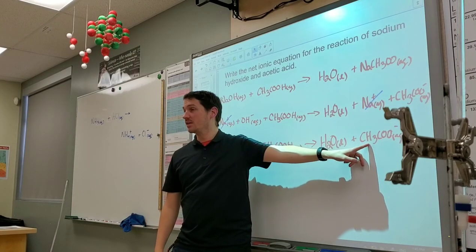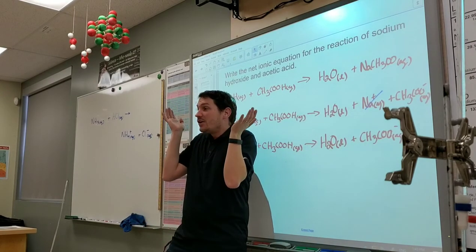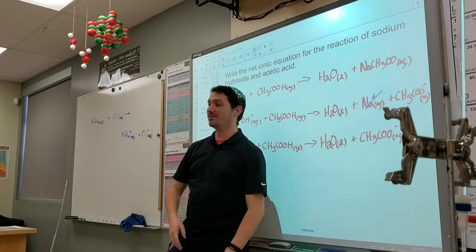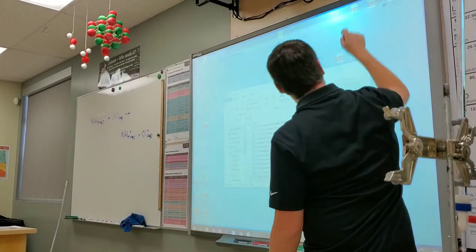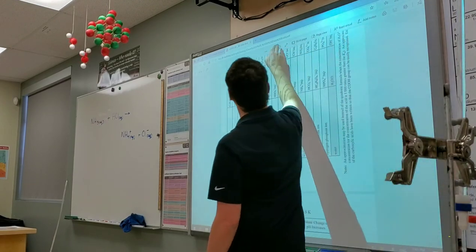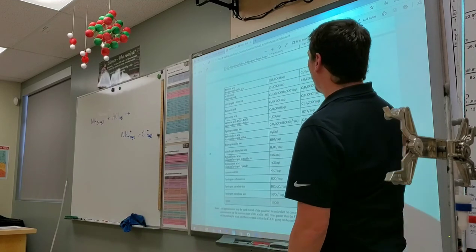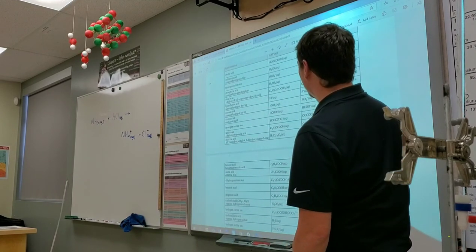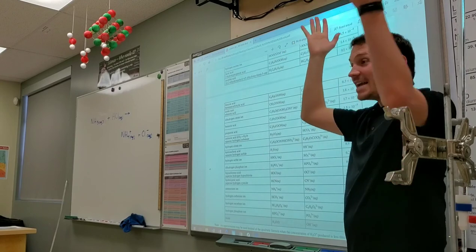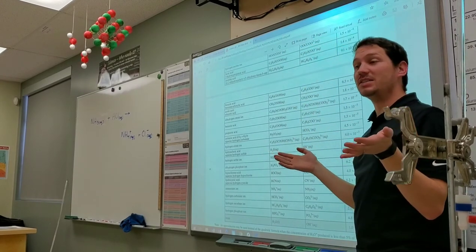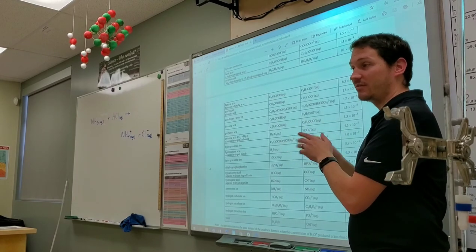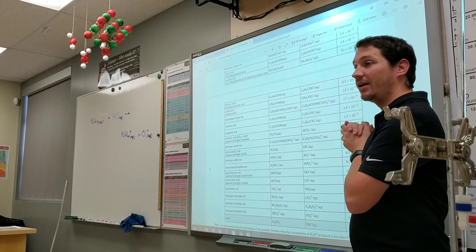Is either one of these things acidic or basic? Is this thing basic? I don't know, you tell me. How do you know if something's basic? You look under the table of acids and bases, under the base column. Is acetic or sodium acetate, sorry, where is it? Right there. Is that acidic or basic? Basic. Can you explain why the equivalence point is basic for this titration?